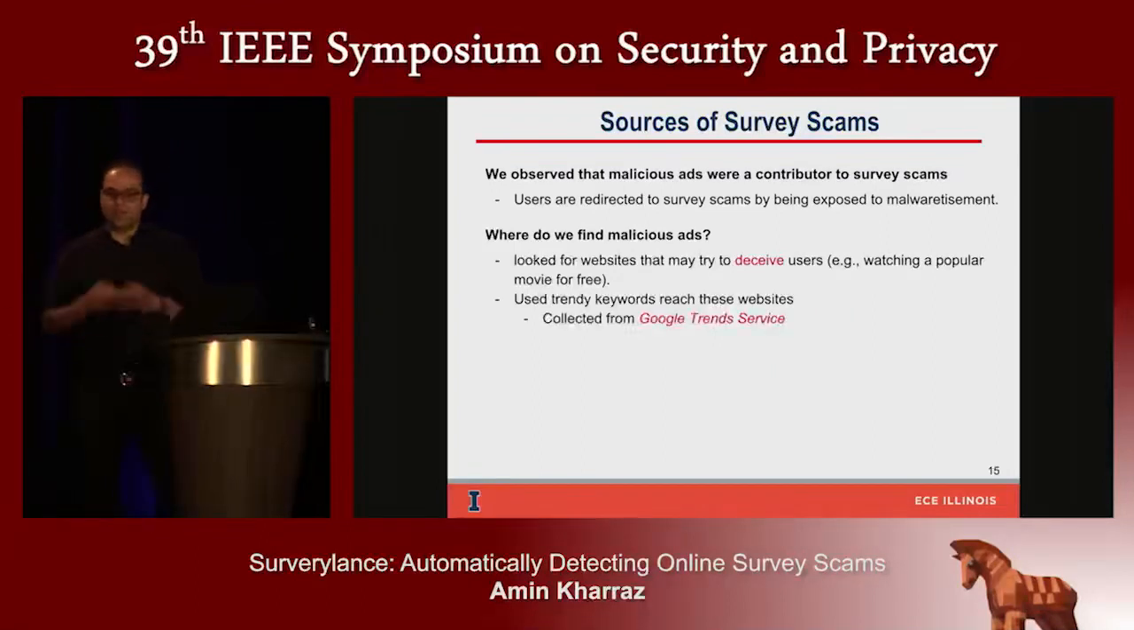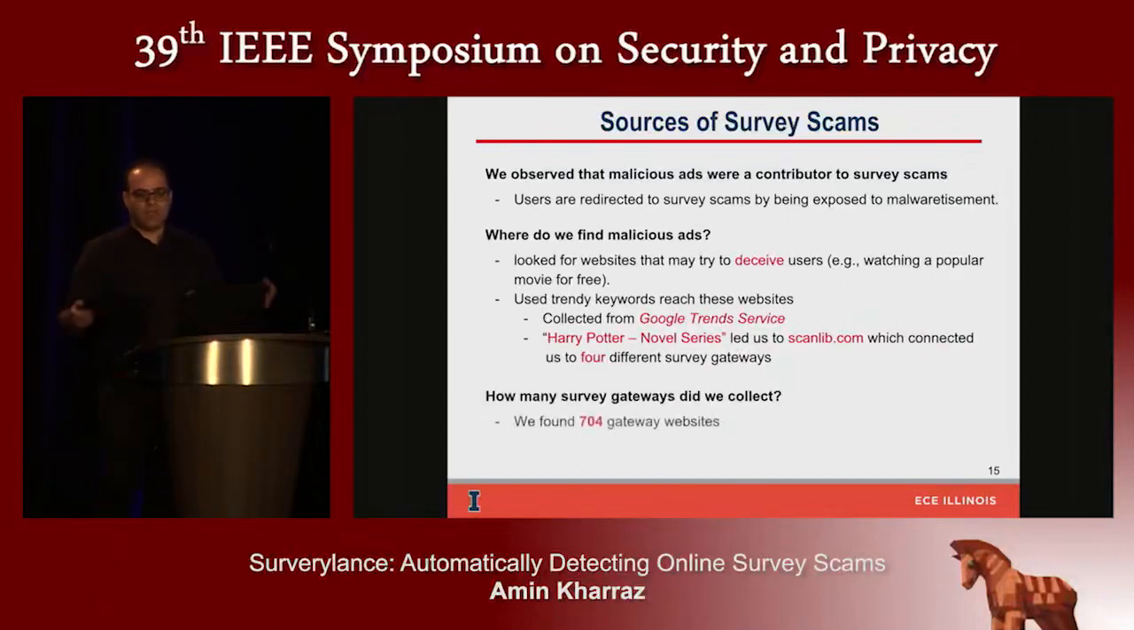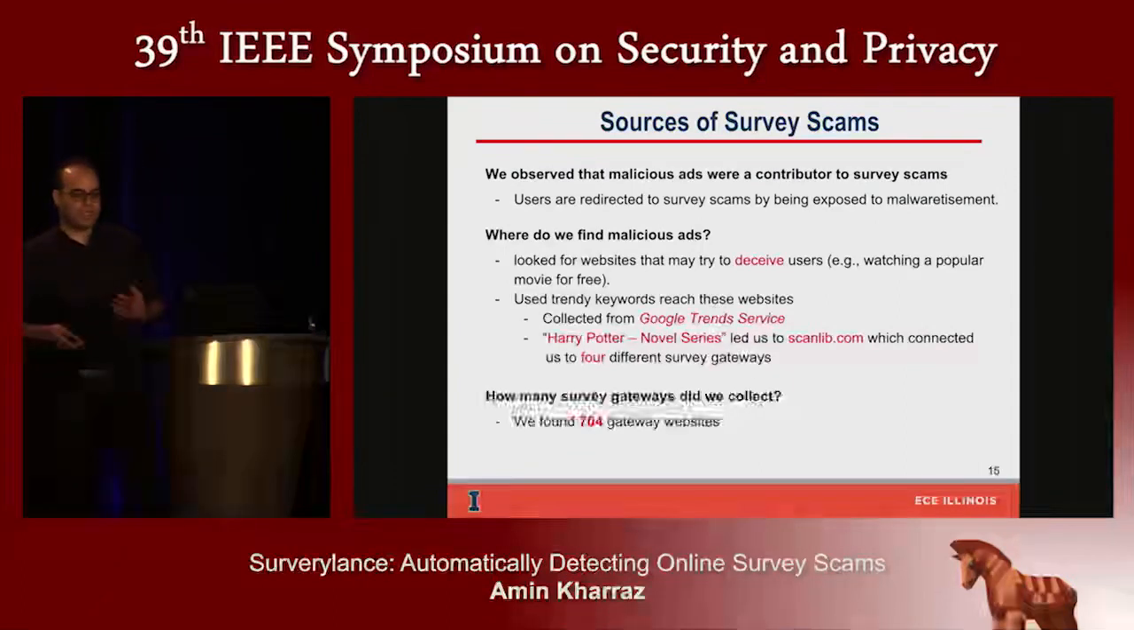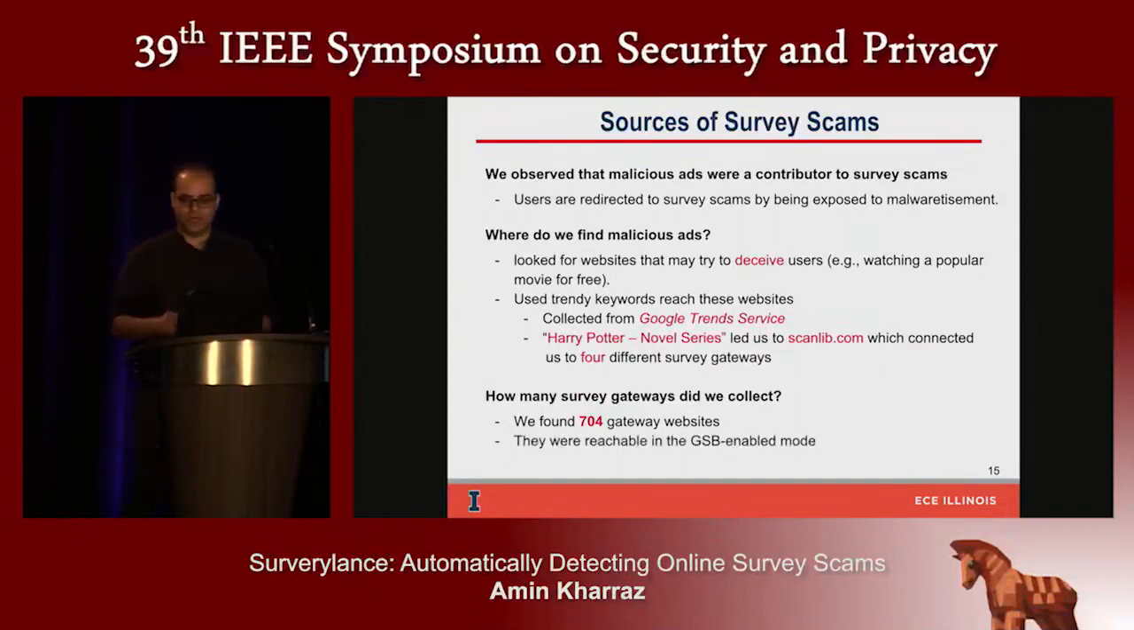So you can refer to the paper for our strategy to define those interesting keywords and how we collected them. For example, this keyword, Harry Potter novel series, led us to scanlib.com, which connected us to 4 different survey gateways. After analyzing our data set, we found around 700 active gateway websites that were reachable even with Google Safe Browsing enabled.